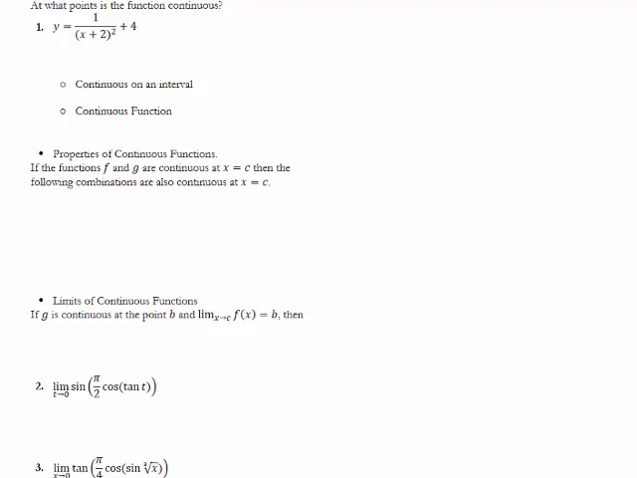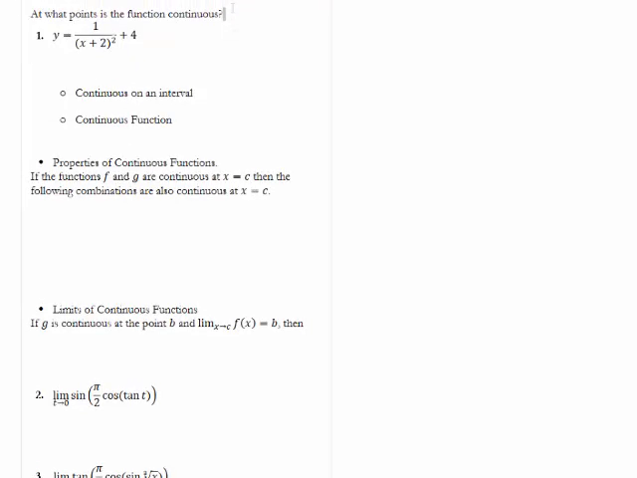Now we'll look at where functions are continuous. So here we have a rational function, and we're asked at what points is the function continuous? Where does the limit equal the value of the function? It might be easier to just rephrase the question and ask, what's the domain of this? We know that the function can't exist outside its domain, so it won't have a value there. So maybe we rephrase it like that and ask ourselves, what's the domain of this rational function?